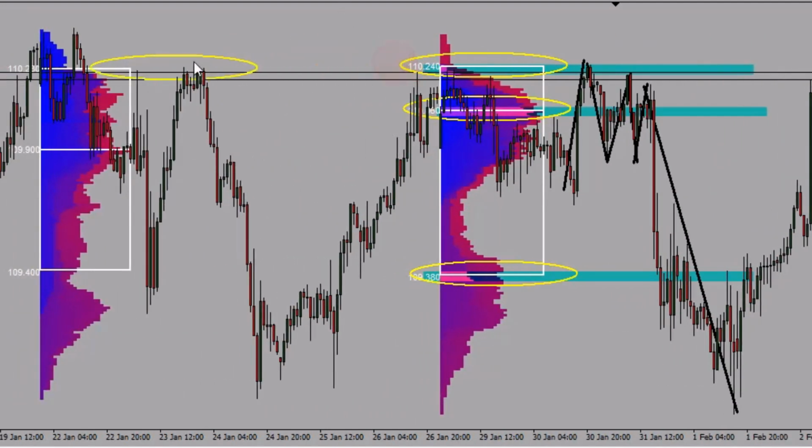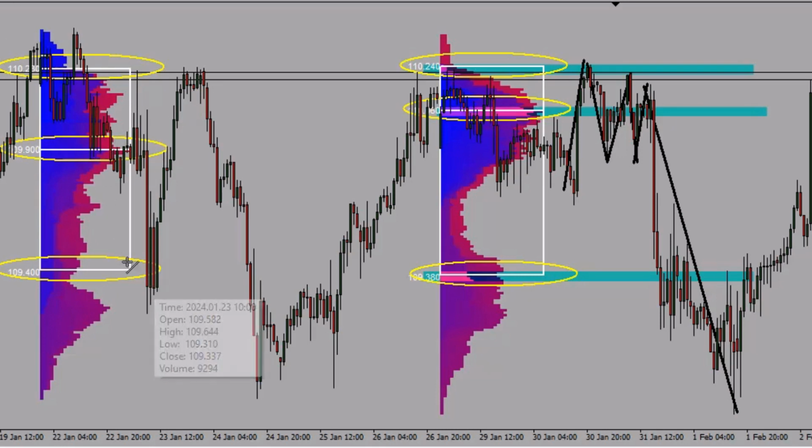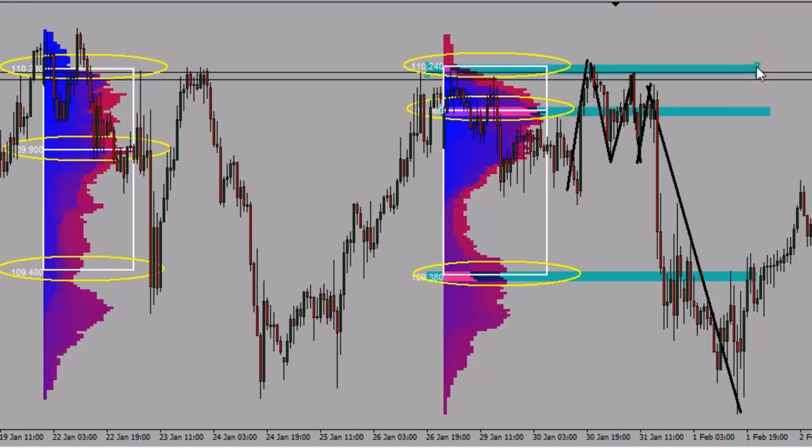Now let's go over to the previous day. Let's do the same thing. We have the high, the low, and then we have the POC. Now what happens here? We reach the high. Let's take these rectangles and move them over here. There's the high, the POC, and then there's the value area low.